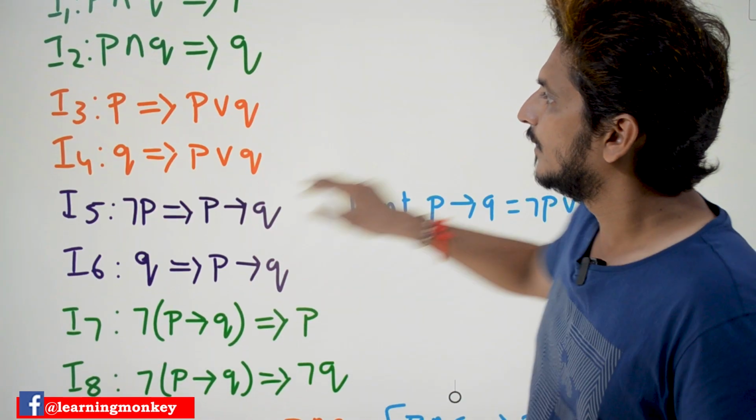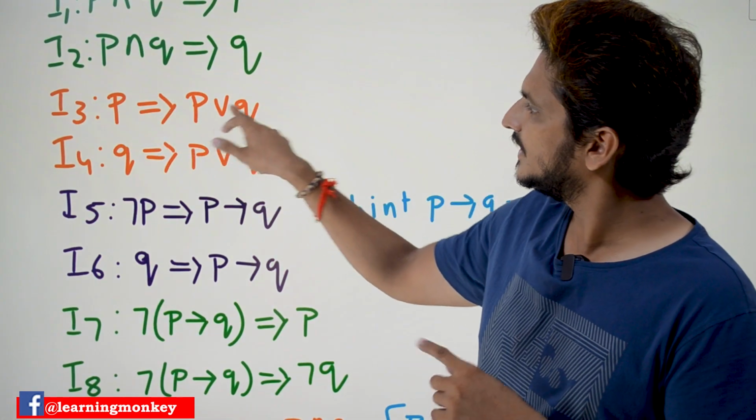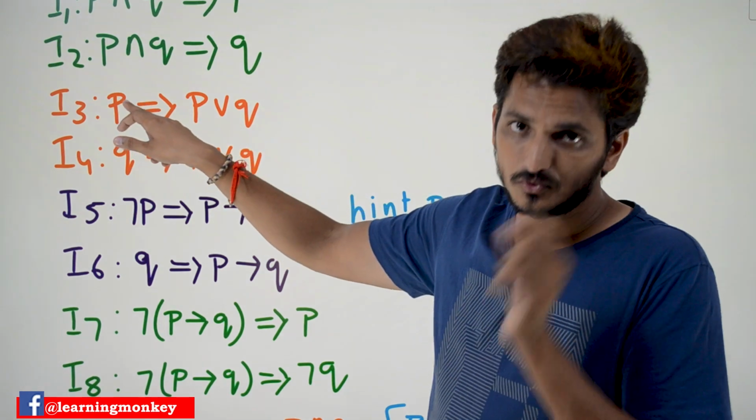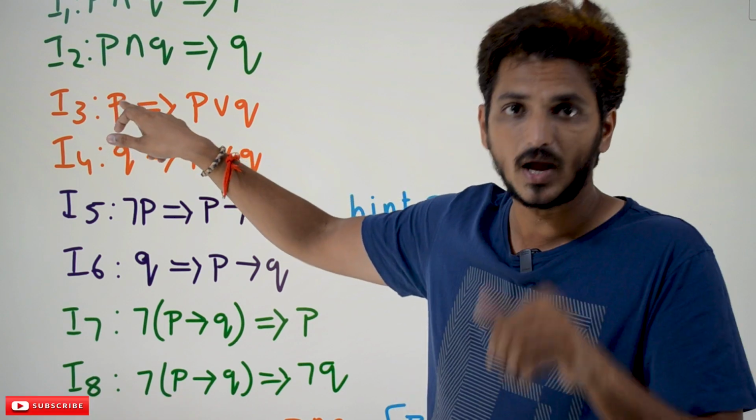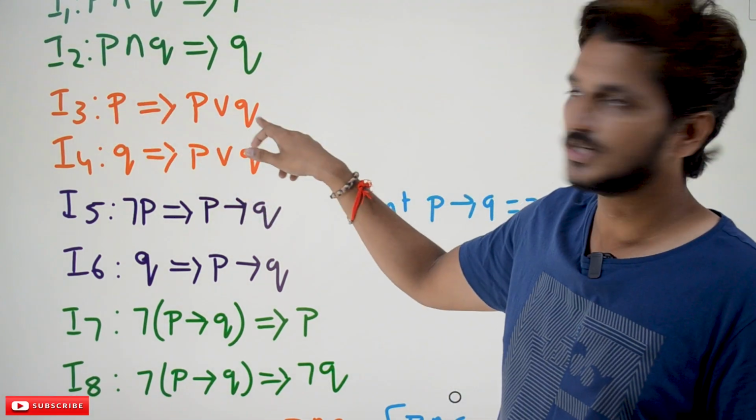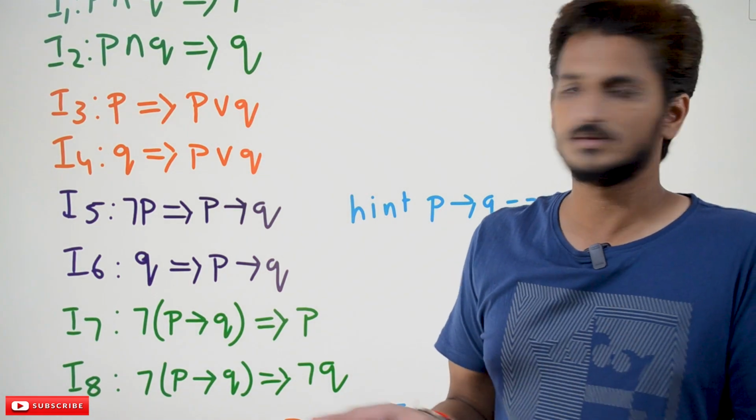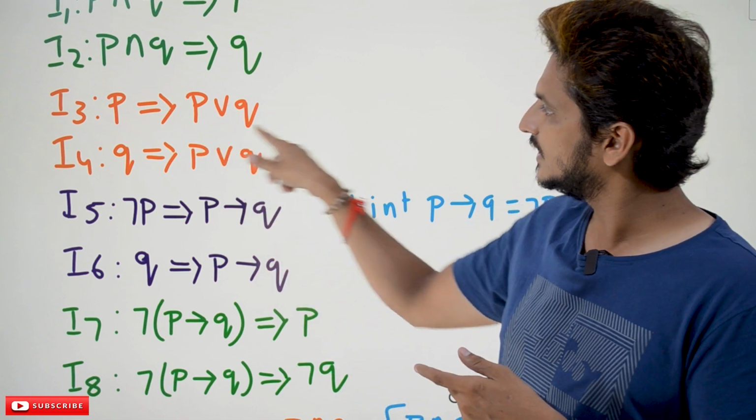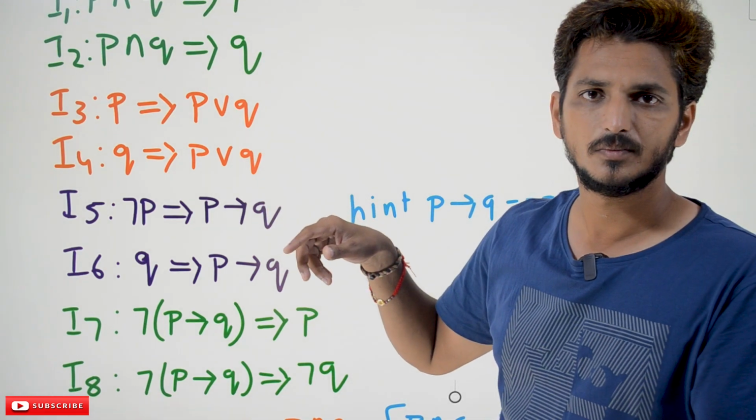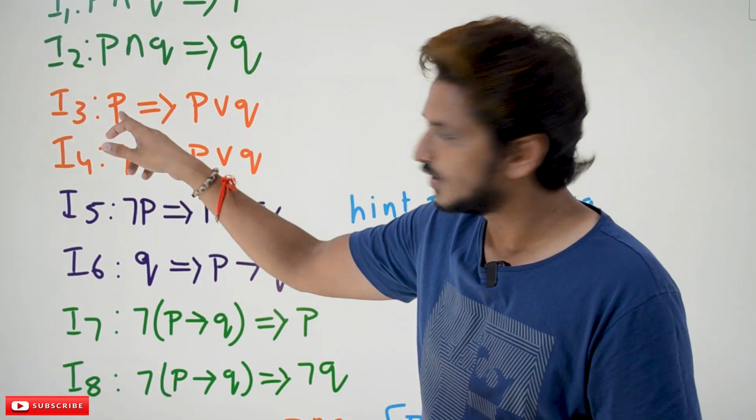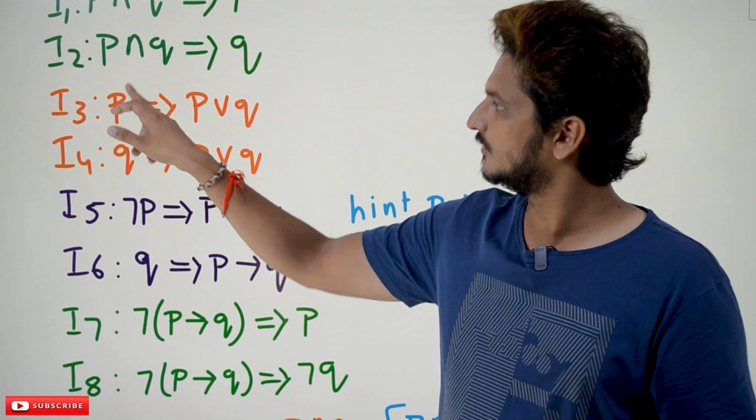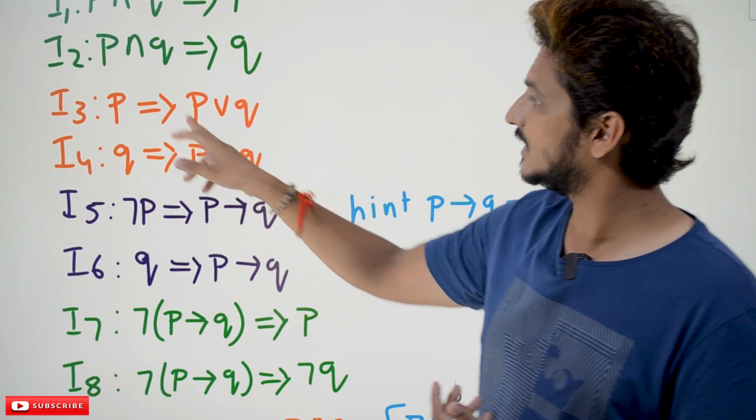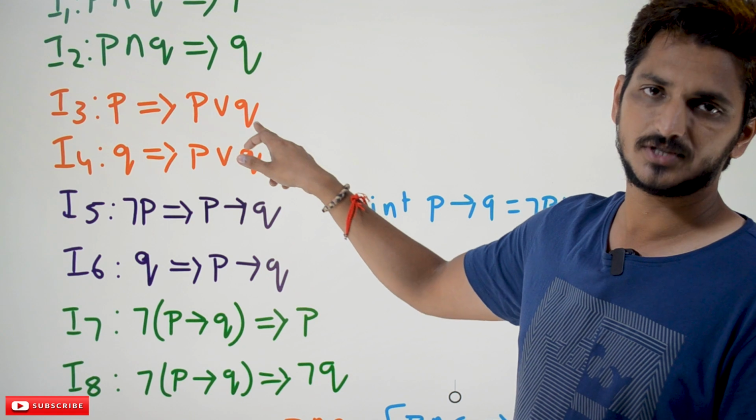Similarly, next one, P tautologically implies P disjunction Q. The meaning of this is, if someone says that P is a true value, then definitely P disjunction Q is going to be a true value. What is the meaning of disjunction? If any one of the values is true, P disjunction Q is going to be a true value. It was already said that P is a true value. So if it is true, then P disjunction Q is going to be true. Then we can say that P tautologically implies P disjunction Q.